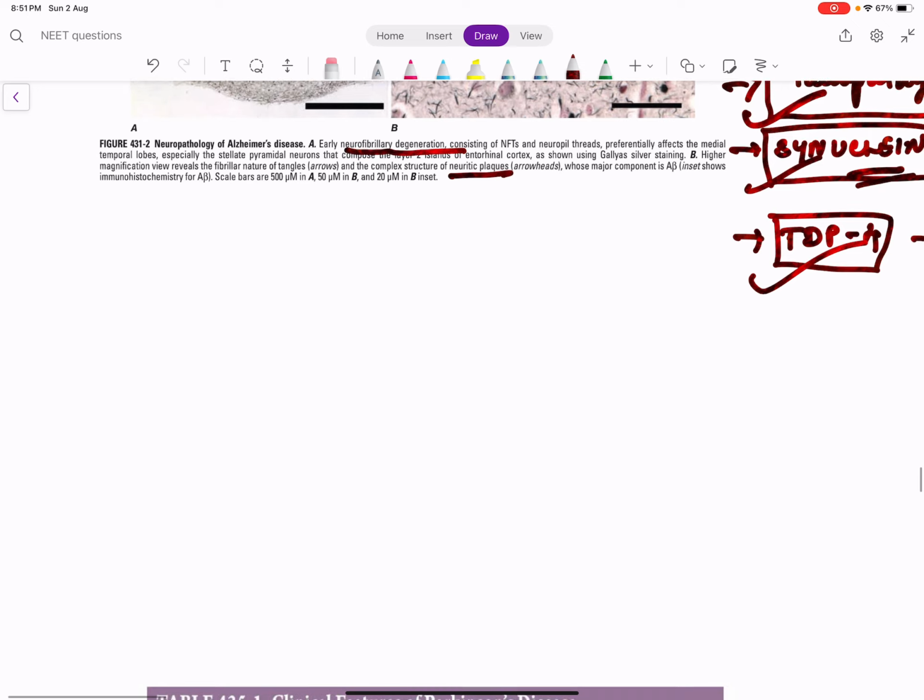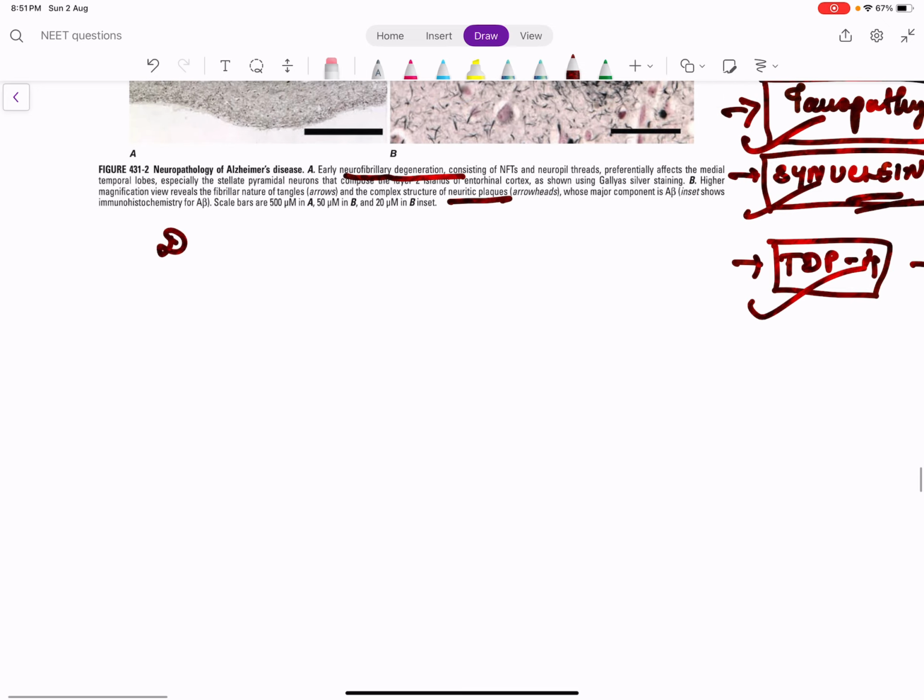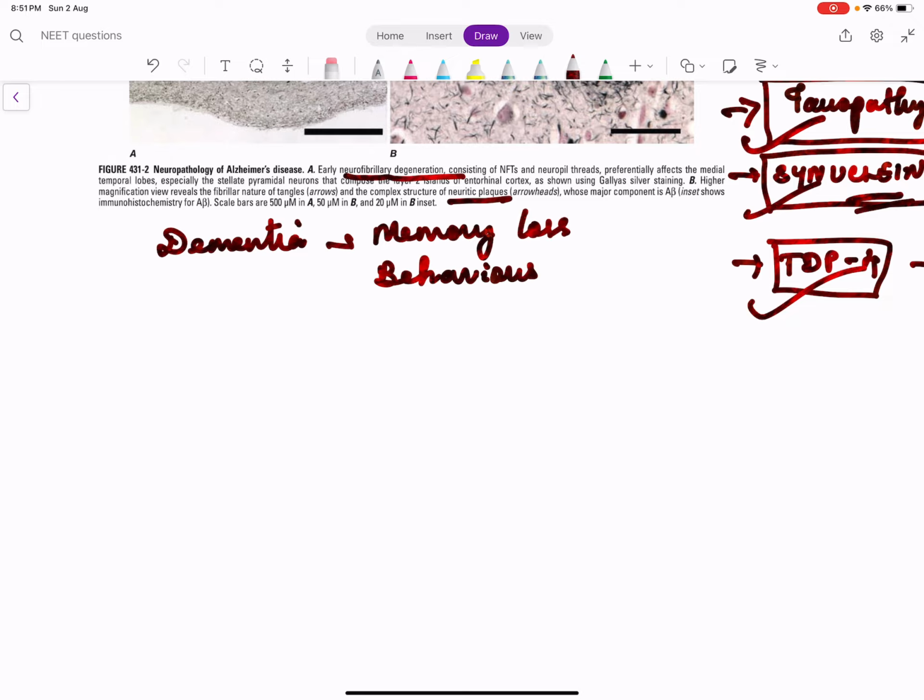So Alzheimer is one common dementia. Dementia is characterized by behavioral disturbances, etc. So there may be memory loss, behavior disturbance. It is usually a chronic progressive disease. There will be difficulty in finding ways. So what memory is affected is long-term memory.